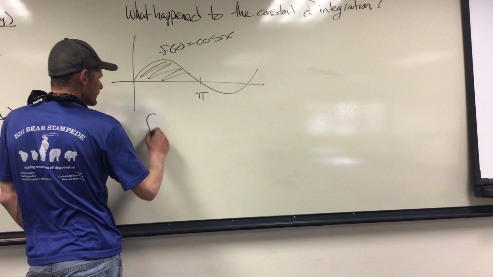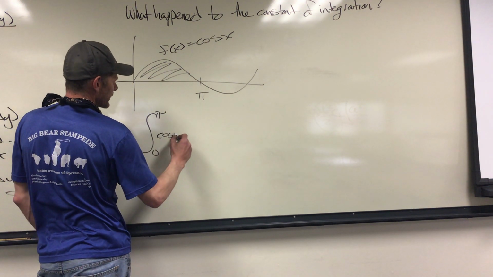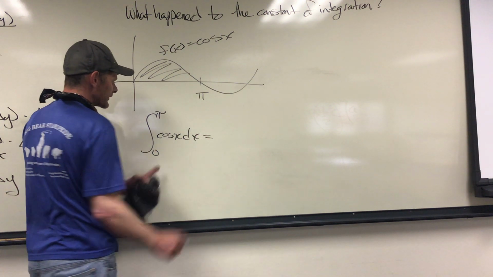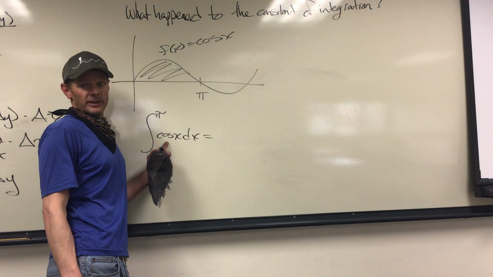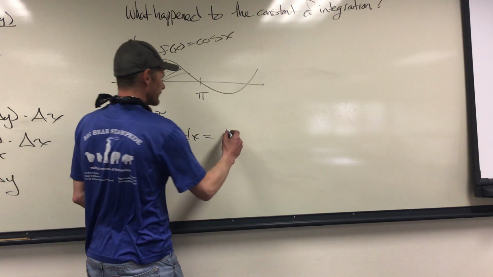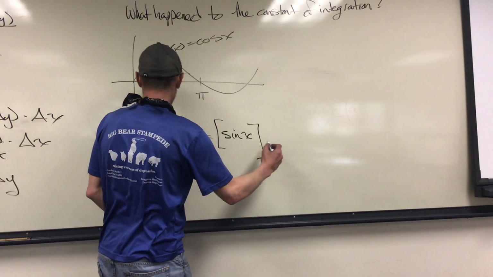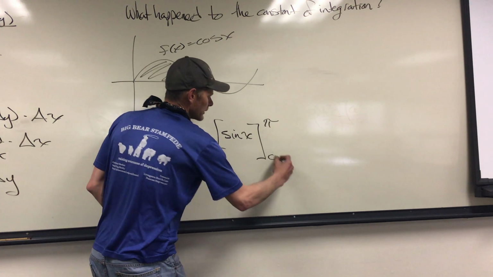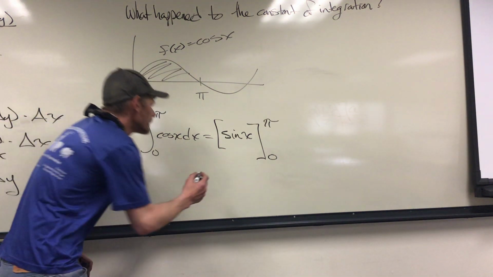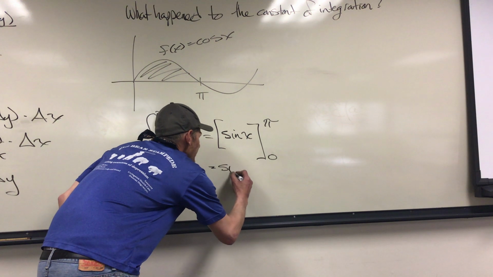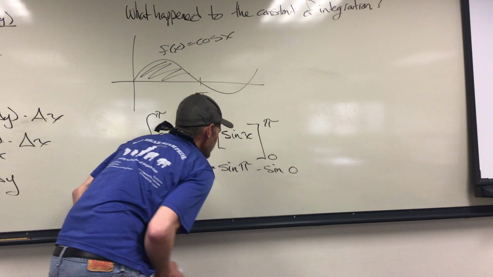The integral from 0 to pi of cosine of x dx, and now they're asking you to find an antiderivative, right? Find a function whose derivative is the cosine. Oh, you say the sine. Good. And I am going to put that in brackets and put my limits of integration there. So I have the sine of pi minus the sine of 0.